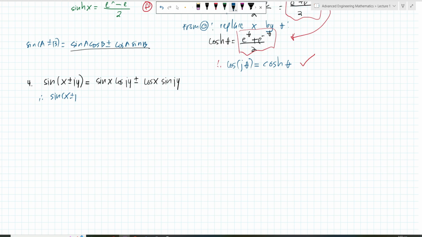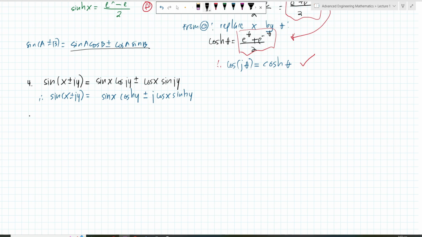So, simply, sine of x plus or minus jy is equal to sine x, then cosine of jy is the same as cosine hyperbolic of y, then plus or minus. The cosine x, write as is. The sine of jy is j sine hyperbolic of y, but I will put the j beside the cosine to look nicer. Got it?